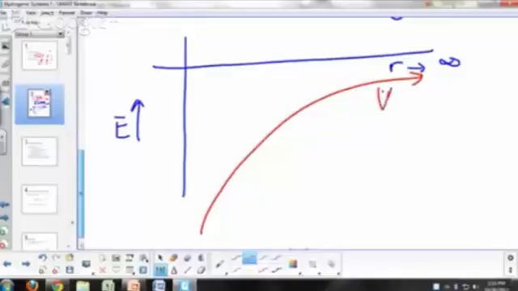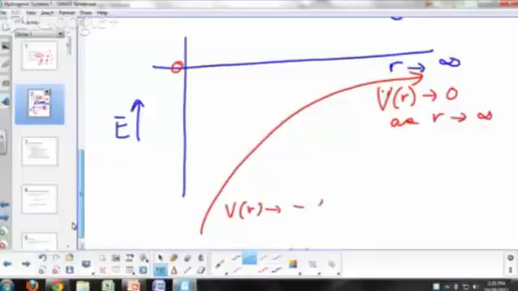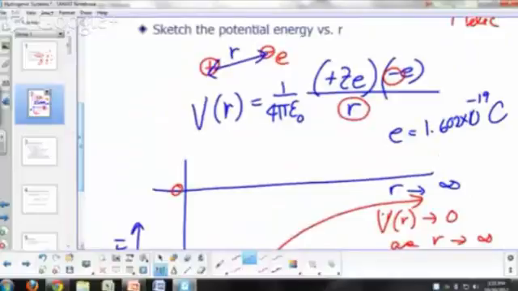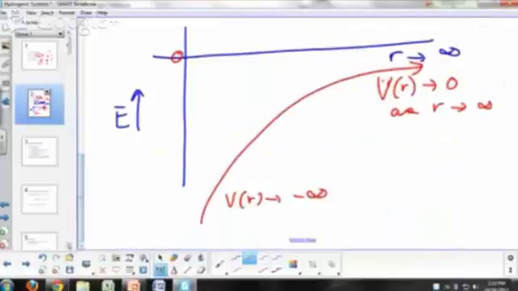So V of R approaches 0 as R approaches infinity. So it's going to approach 0. So this is 0 right here. And V of R is going to approach negative infinity. Right? If R becomes very small, your potential energy goes to negative infinity as R approaches 0.